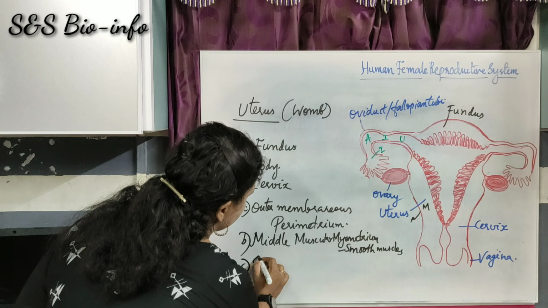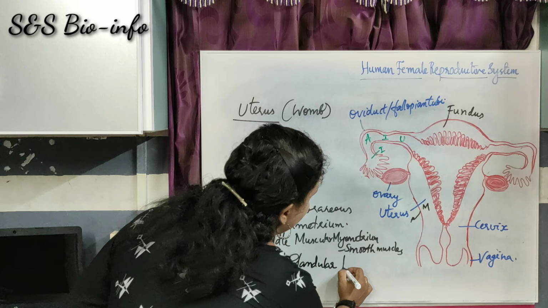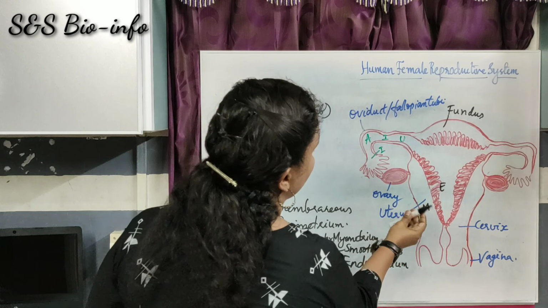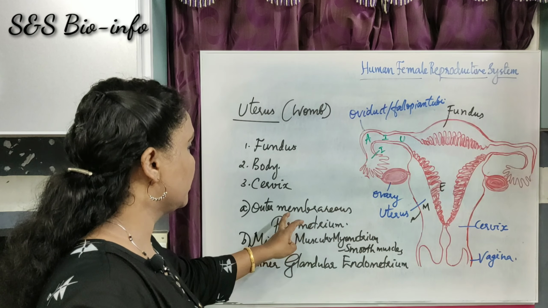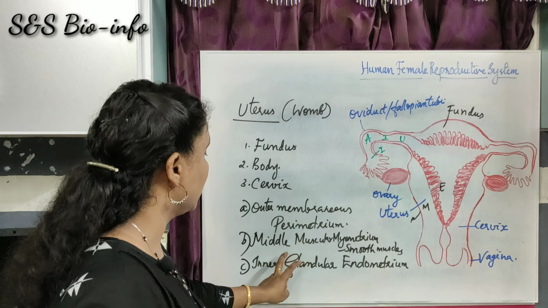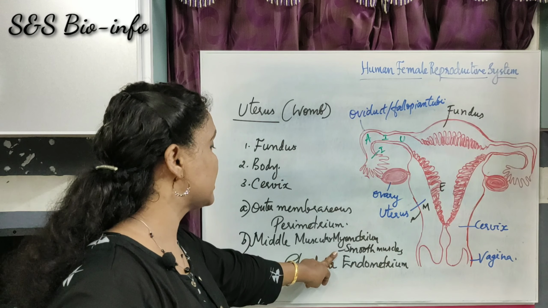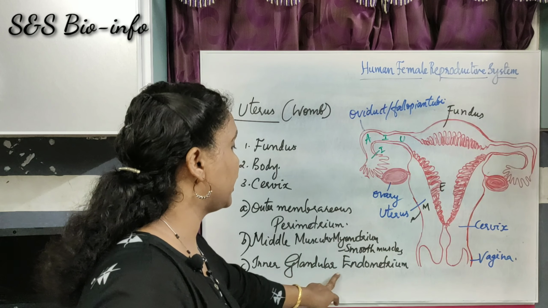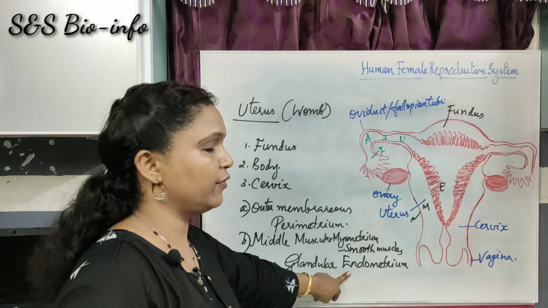The third layer is the glandular endometrium. So, the 3 layers are the outer perimetrium, the middle myometrium, and the innermost endometrium. The outer perimetrium is membranous, which is protective in nature. The middle myometrium is muscular in nature, as it consists of smooth muscles that show vigorous contraction during parturition or the delivery of the baby. And the inner glandular endometrium undergoes cyclical changes during the menstrual cycle in the human female.